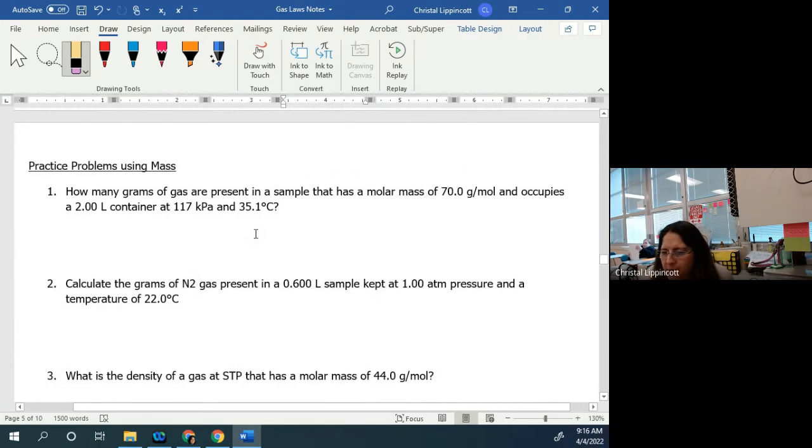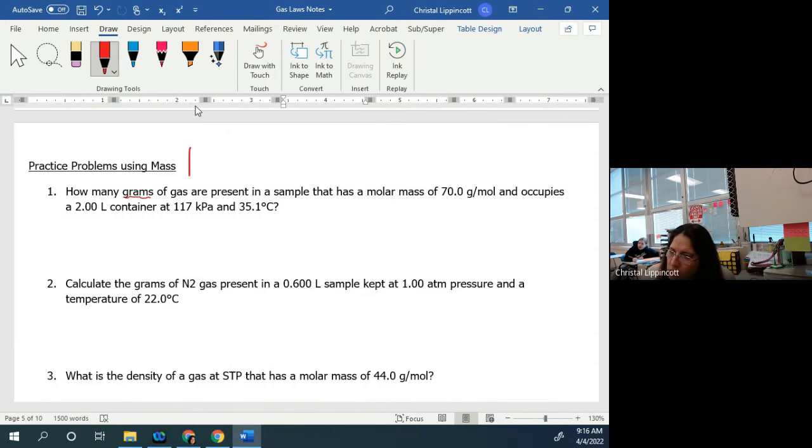All right. So now we're going to practice using mass. They're giving us mass, or they're giving us molar mass. We've got to figure out mass here. So we're figuring out grams. You can do this a couple different ways. You can do it as PV equals grams times RT over molar mass. Or you could solve for moles and use that with the molar mass to figure out grams. So you've got a couple of different ways that you could do it.